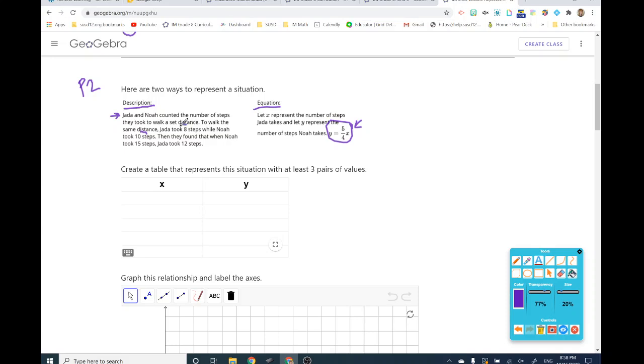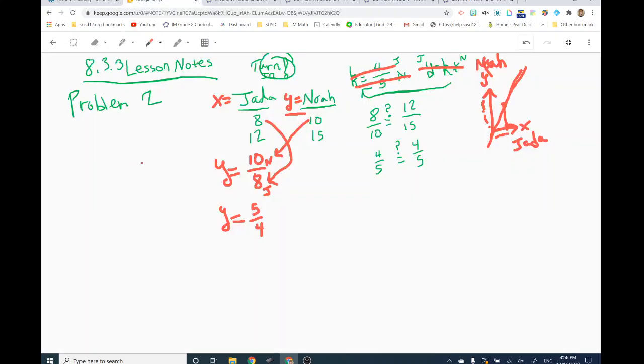We can calculate that ourselves because of the data they gave us. It says right here, for every 8 steps Jada takes, Noah takes 10. Okay? Okay, great. Now, this part. Create a table that represents the situation with at least 3 pairs of values. Okay, let's do the table in our notes. You have to do the table in your notes.